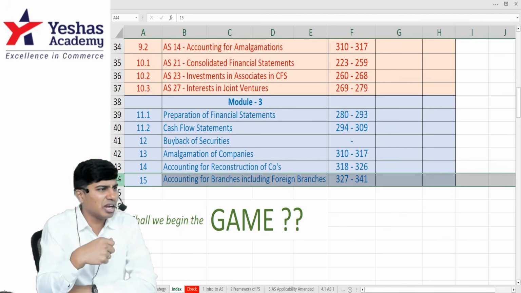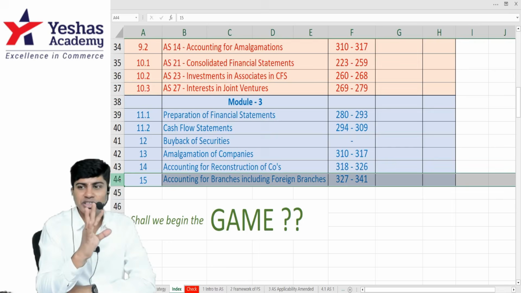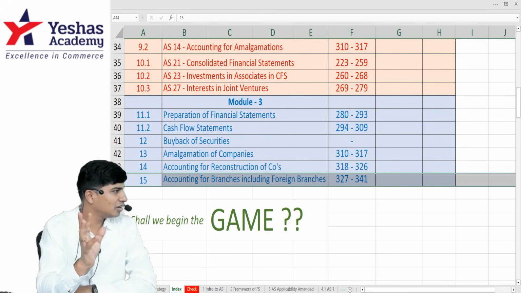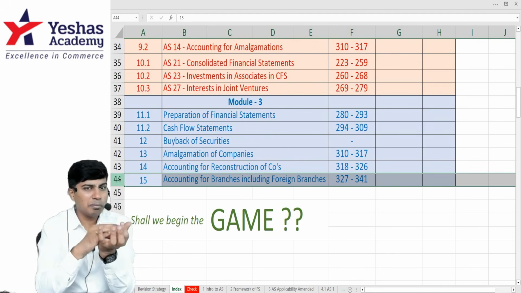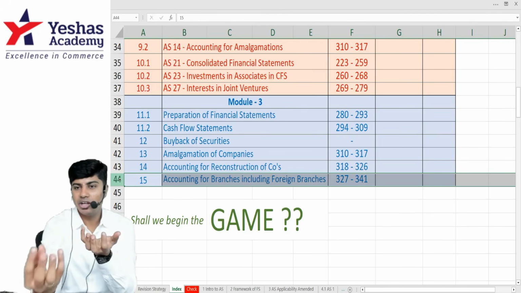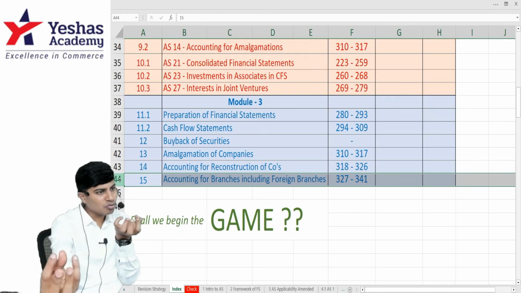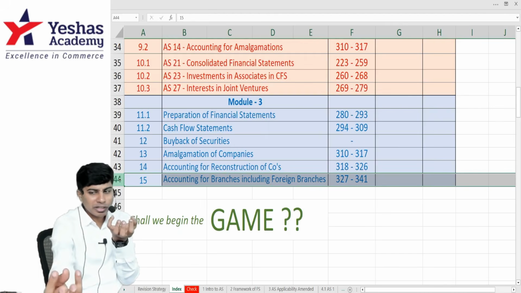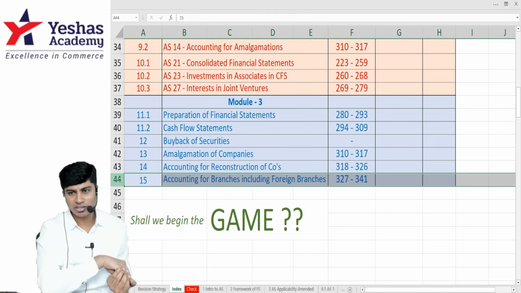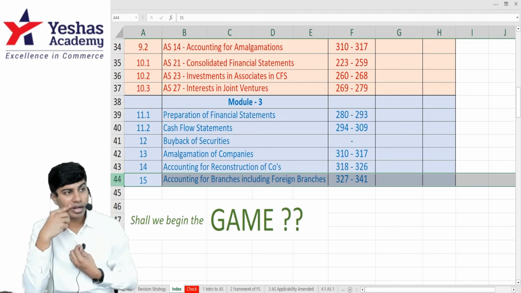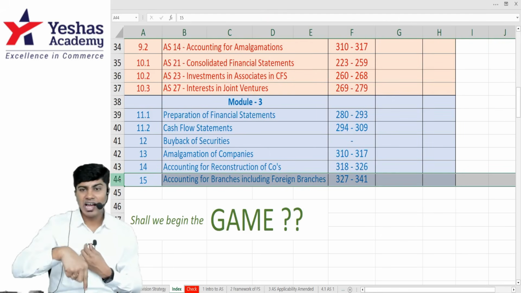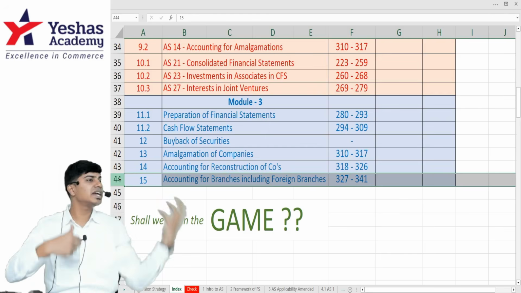Then we have the last chapter, which would have almost got removed when the syllabus got renewed in May 2024, but survived the test of time. Branch accounting. When you have more than one place of business, when you open one branch, in that branch there are transactions. How to account for the branch, how to account for the head office, how to incorporate the branch transactions into the head office. And we do it in two cases. One, when the branch is in India, and when the branch is outside India.